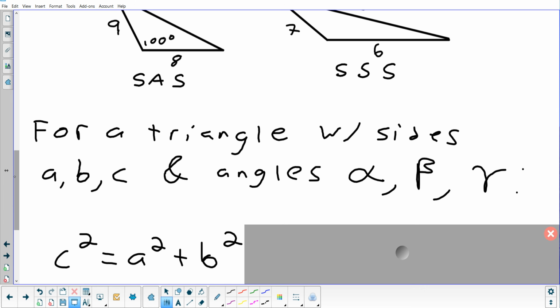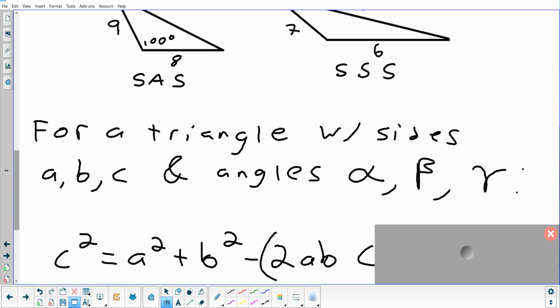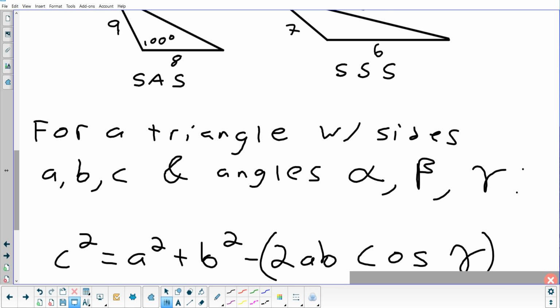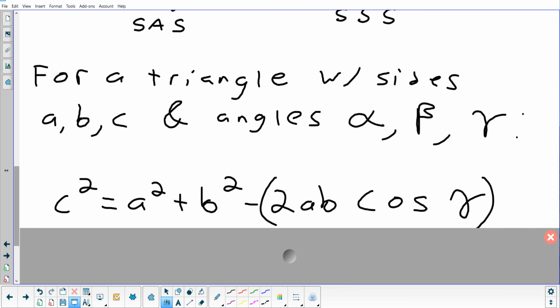Okay, we don't go through the proof in this class because it requires what are called trig identities. We haven't learned those, so the proof wouldn't make sense if we tried to do it. So we're just gonna go with the formula. So it starts out like the Pythagorean theorem. C squared equals A squared plus B squared. And then you put a minus 2 times the two sides that just came before, A and B. And the last thing is you multiply by the cosine of the angle across from the letter you started with. So that is the law of cosines.